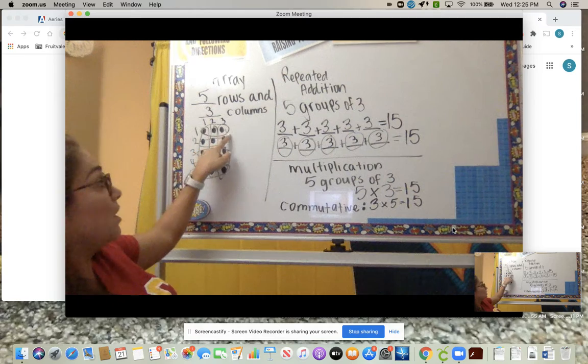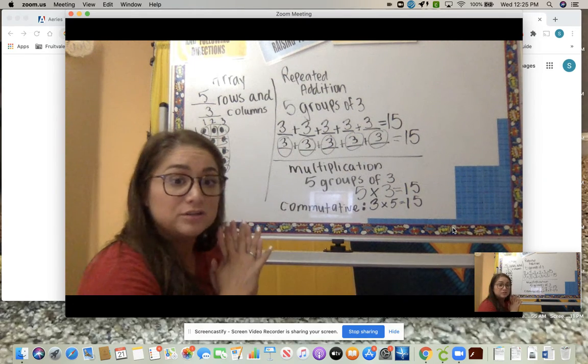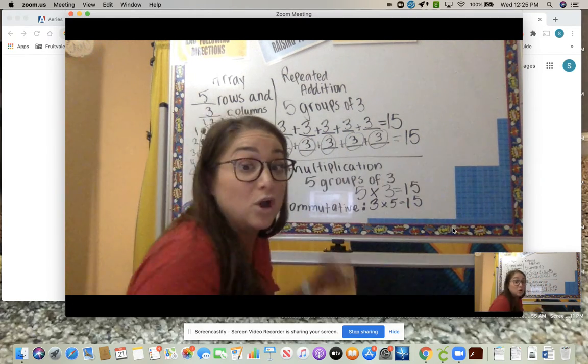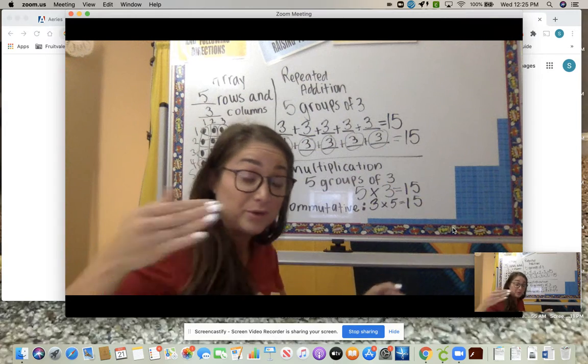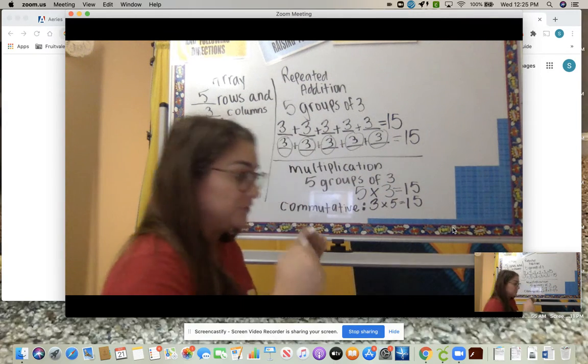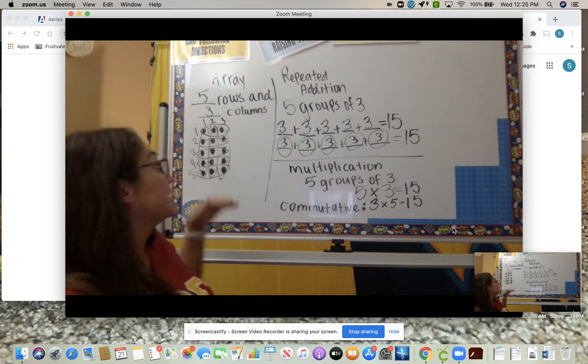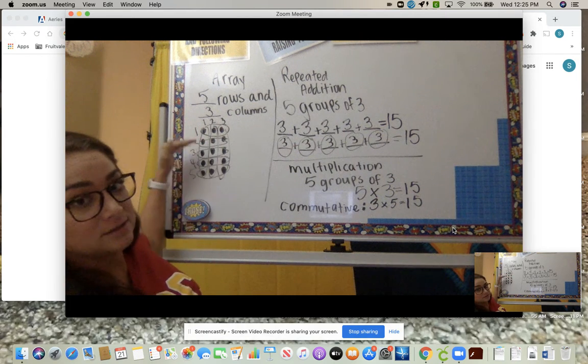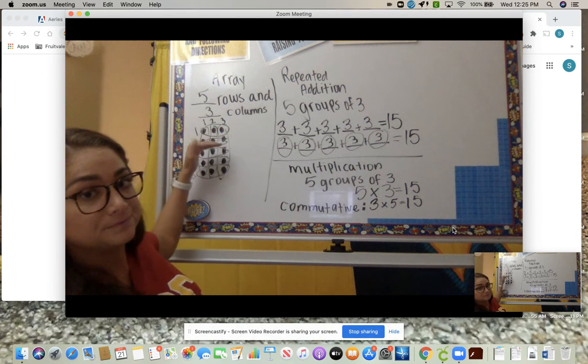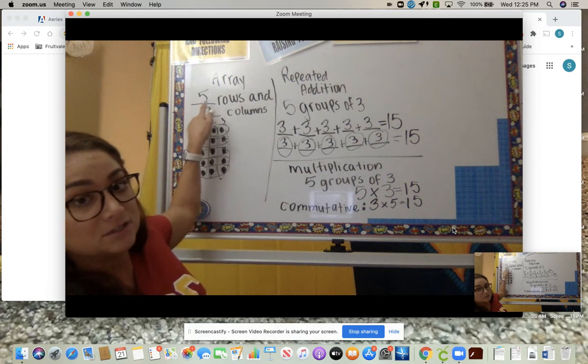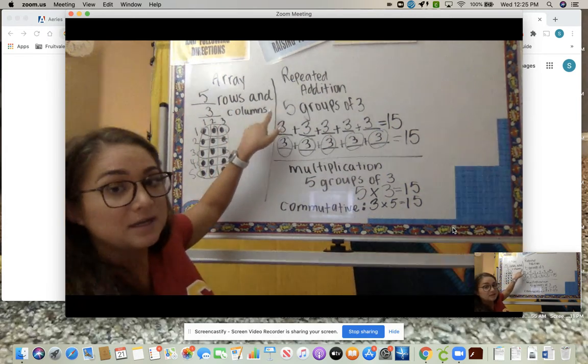So if you go across, and this is really important, a lot of students are struggling with it, like row your boat. You go this way when you row. You don't go up and down like this when you row. So rows go across. So we have 5 rows across, 3 columns. So 5 rows and 3 columns.